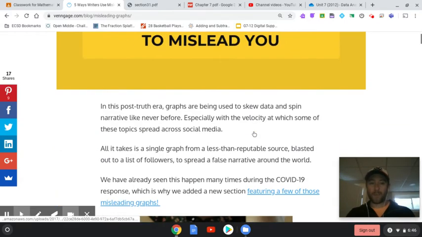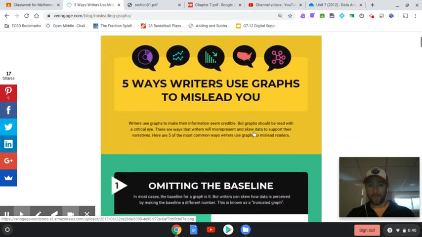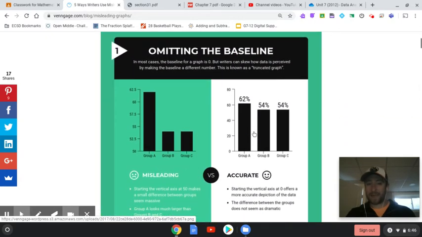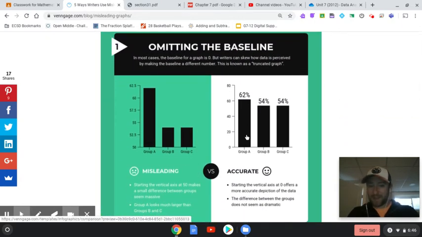So the 5 ways. Number 1, omitting the baseline. So what omitting the baseline is, notice the data on the y-axis here and the data on the y-axis here. In this one, they started at 50. In this one, they started at 0. 0 is accurate because in this one here, you see what it does to the bars. Look at the bars in this one. Look at the bars in this one.